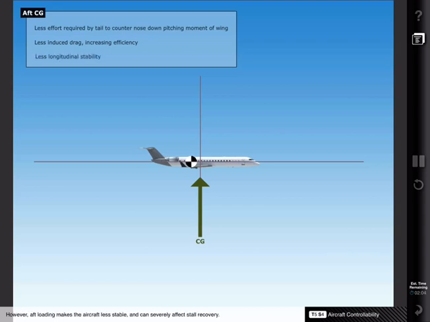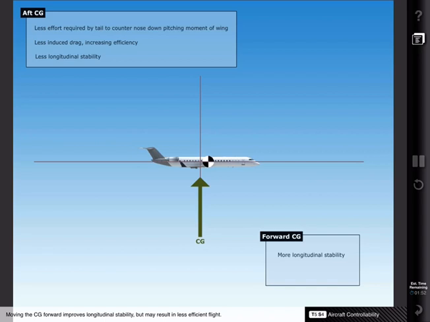However, aft loading makes the aircraft less stable and can severely affect stall recovery. These issues will also be exacerbated at high altitudes. Moving the CG forward improves longitudinal stability but may result in less efficient flight.